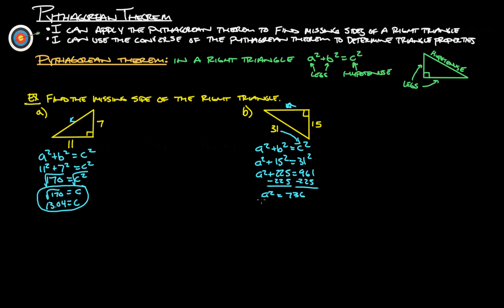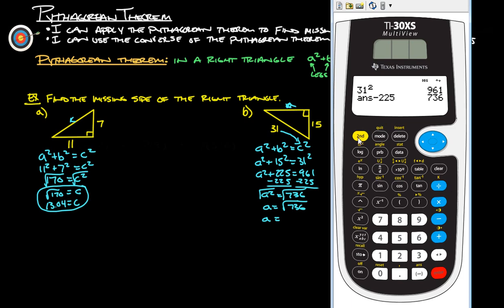Right, so now we know we are going to square root those. So square root both sides to get a by itself. So we know that a is going to be the square root of 736. Or if we simplify that, the second square root of our answer gives us, they've reduced it to 4 root 46.